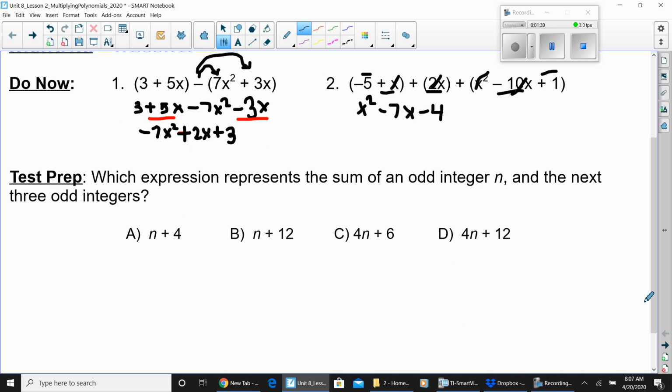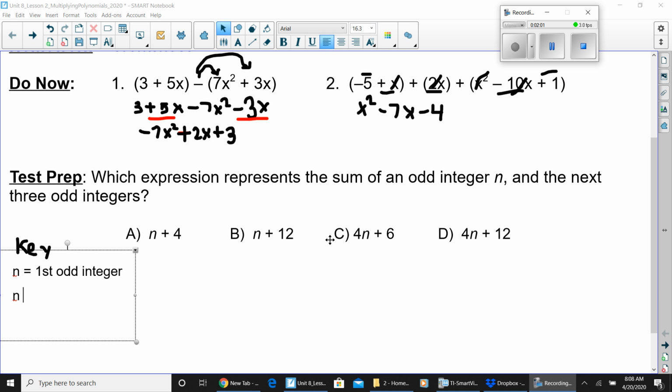Okay, test prep. Which expression represents the sum of an odd integer n and the next three odd integers? Go ahead and try to do this one and press pause now. So this is a good question. Remember, just make your key. And when it says the sum of an odd integer, n could be any odd integer.